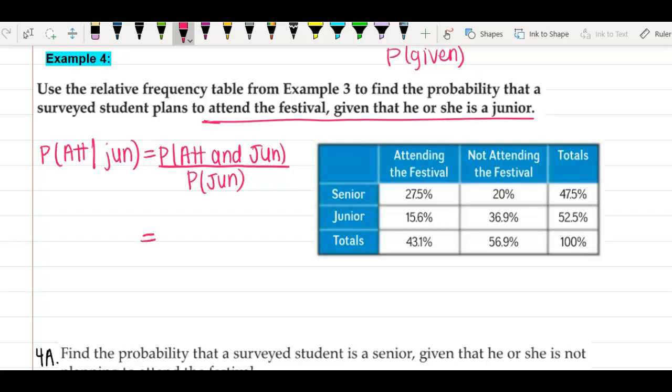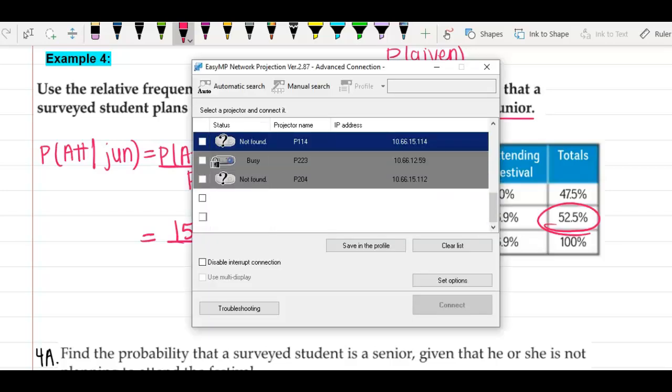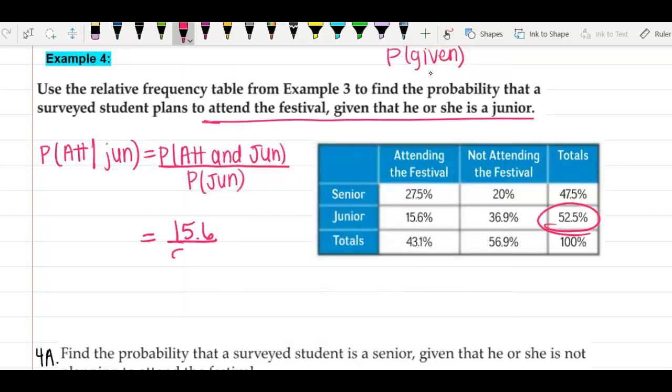If we want to find attending and junior, we just want the juniors that are attending, which is 15.6, over the probability that somebody is just a junior, and that is 52.5%. I'm going to put this in my calculator to simplify it for us: 15.6 over 52.5. Then I multiply by 100, and it gets us to about 29.7%.